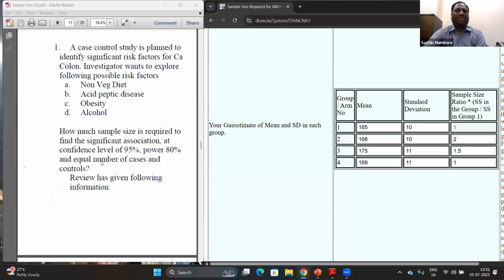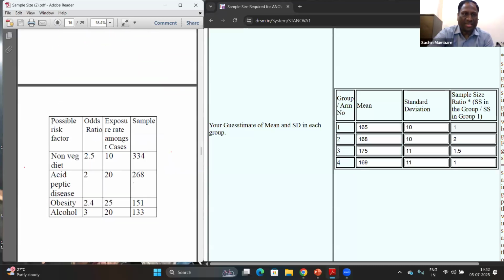Now, this is a case control study. In this case control study, possible risk factors are only 4. We have identified, or the investigator intends to explore, whether these 4 risk factors are significantly associated with CA colon or not. The previous study has given these findings. For non-vegetarian diet, the odds ratio is 2.5 with exposure rate 10. For acid peptic disease, the odds ratio is 2 and the exposure rate among cases is 20.